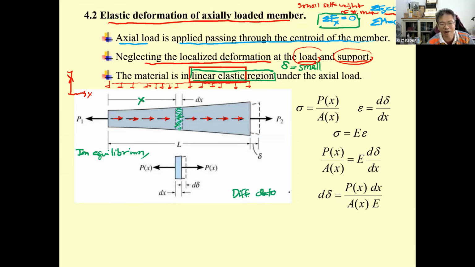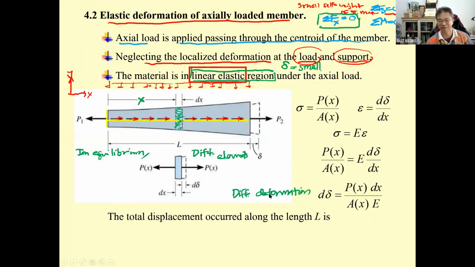deformation on this differential element. Okay, and then you have to consider the whole structural member. So you need to do the integration from the left to the right, from x equal to 0 to x equal to L. Just do the integration from 0 to L.